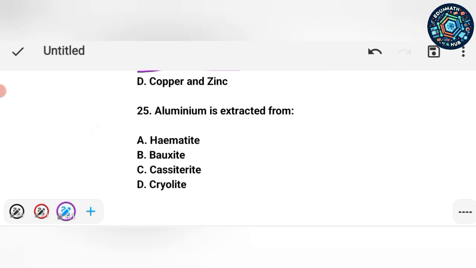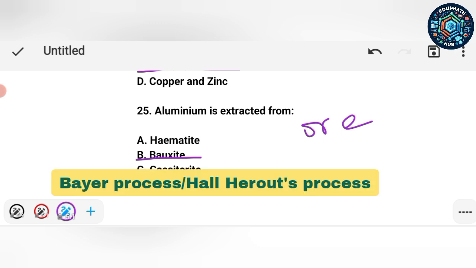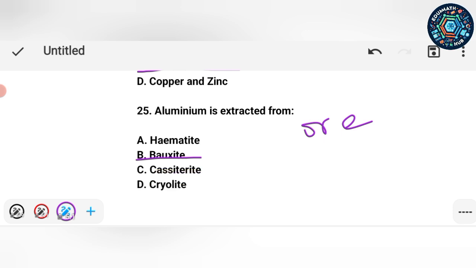Aluminium is extracted from what? So the answer to this question is a very popular ore. The popular ore of aluminium, which is made up of different hydrated aluminium compounds, is bauxite. This is the major ore of aluminium, from which aluminium is extracted by the Bayer process, followed by electrolysis in a process called the Heroult process. So the answer is bauxite.